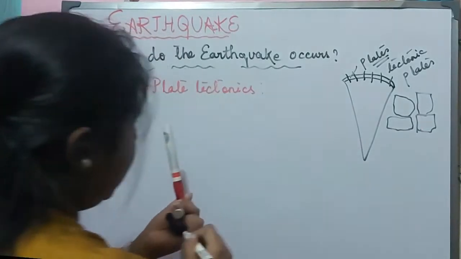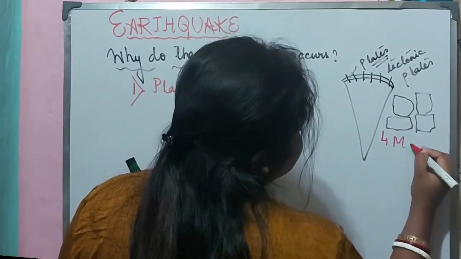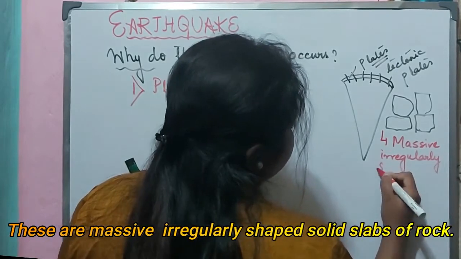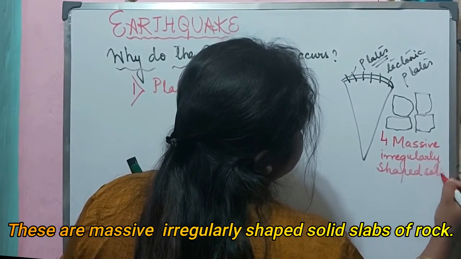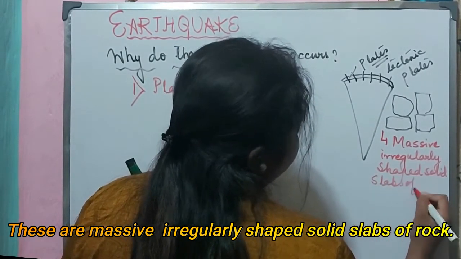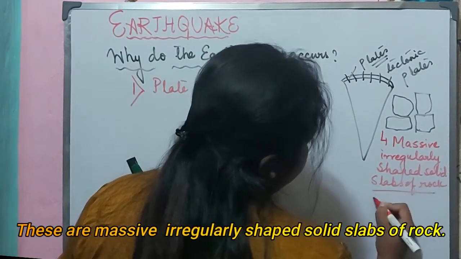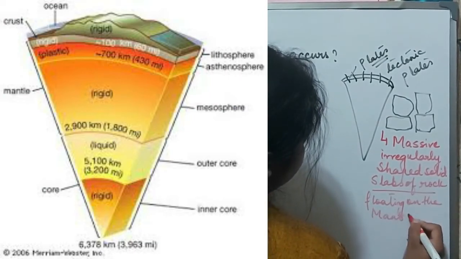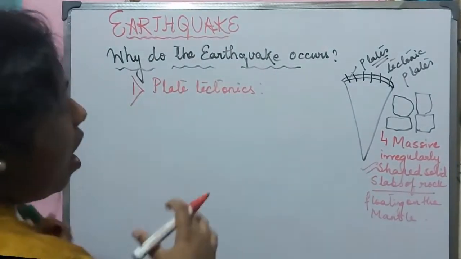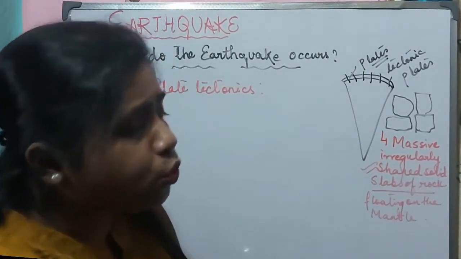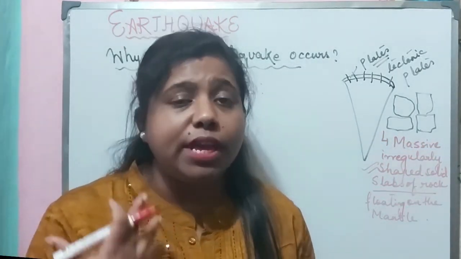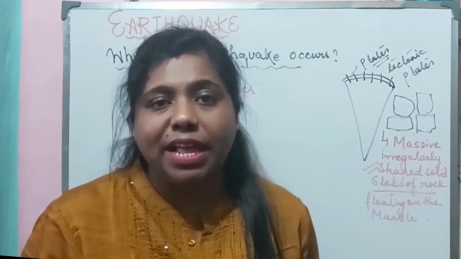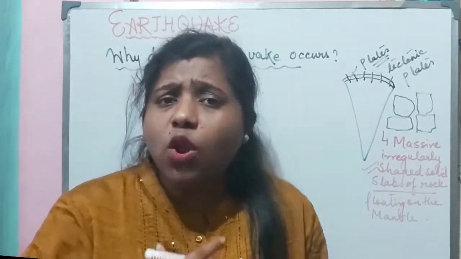Now, what are these tectonic plates? These are massive, irregularly shaped, solid slabs of rock, and these are floating on the mantle. Now, these plates are constantly moving at a very slow rate. Usually we cannot feel the movement of the plates. We can feel it only when there is an earthquake or a volcanic activity. Otherwise, the plates are constantly moving and we cannot feel the movement of the plates.